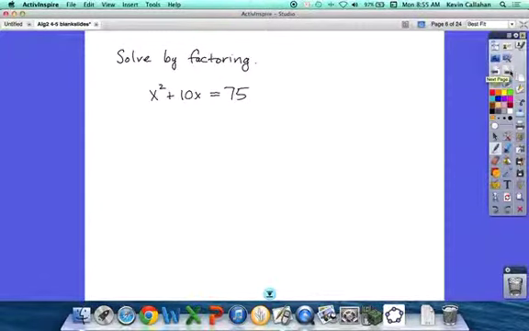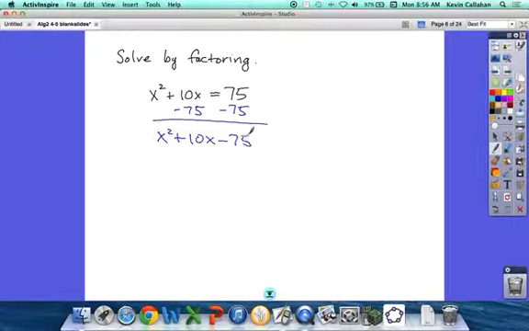Okay, so again, solve by factoring. What do I have to do to this one before I can start the factoring process? It's got to be standard form equals 0. There's no 0, so how am I going to make it 0 on one side? How about subtract 75, right? If I subtract 75 from this side, and I subtract 75 from this side, now I've got x squared plus 10x minus 75 equals 0.